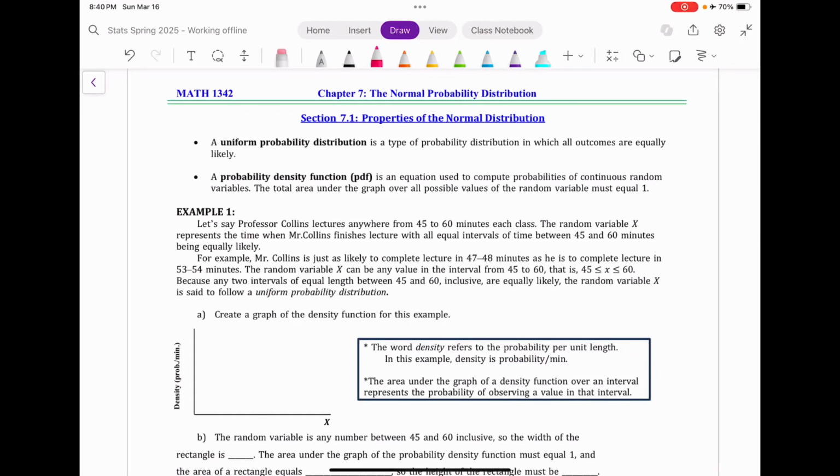All right, in this chapter, we're going to talk about probability density functions, specifically regarding continuous variables. So the first type of probability distribution we're going to talk about is the uniform probability density function. Y'all might recall back in chapter 3, we talked about the different shapes of distributions, and uniform was one of those four big shapes where all the outcomes were equally likely.